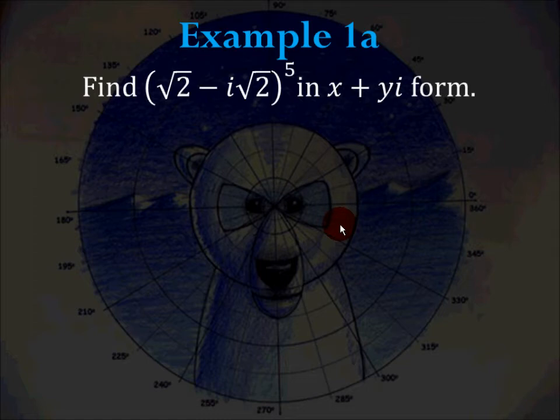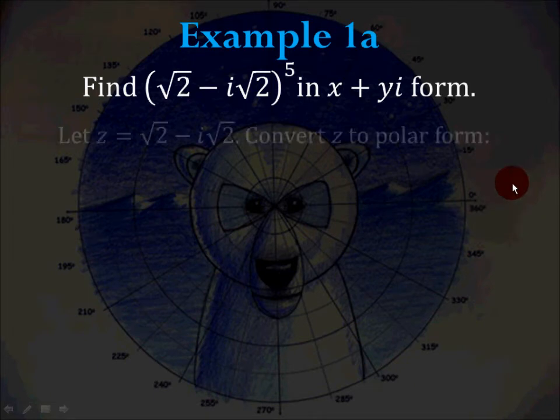Example 1a, find radical 2 minus i radical 2 to the 5th power in x plus yi form. So this is going to require several steps, and I'll go through them and then I'll repeat them again. First, you're going to have to convert this into polar form, which means R times the quantity cosine theta plus i sine theta. Then you're going to have to apply de Moivre's theorem by taking that number to the 5th power, and then you have to convert it back into x plus yi form. So let's see how this looks.